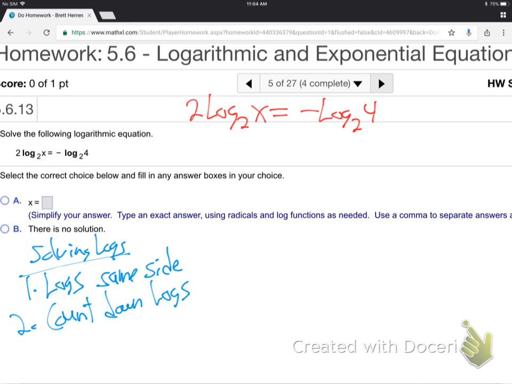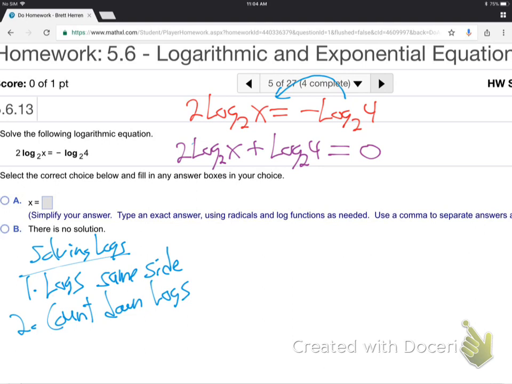So when you see a log equation, that's what we're doing in this section: a couple of logs and an equal sign. What we do is get them on the same side. There are other ways, but I think it's about the easiest. Move that over there, so 2 log base 2 of x plus log base 2 of 4 is 0. Good so far.